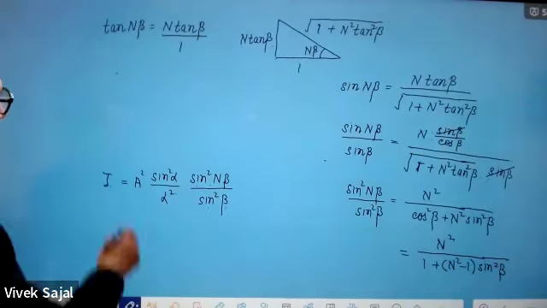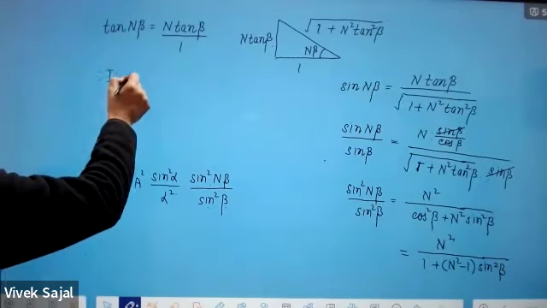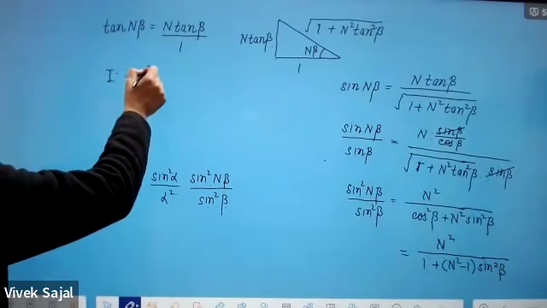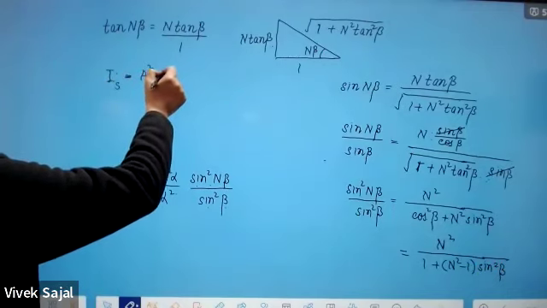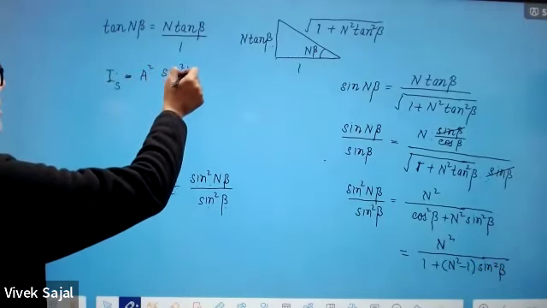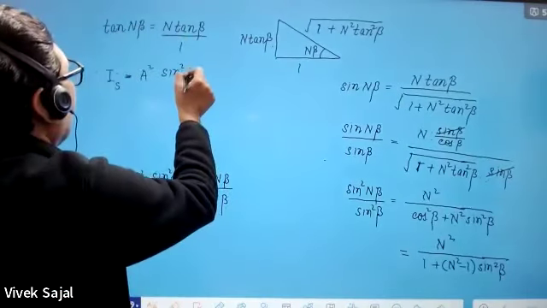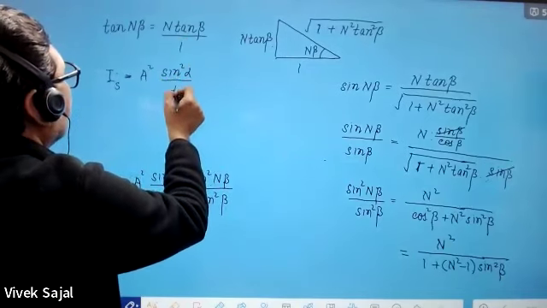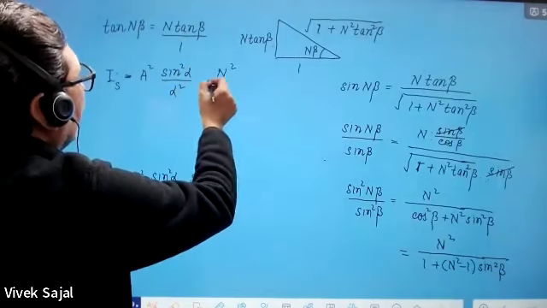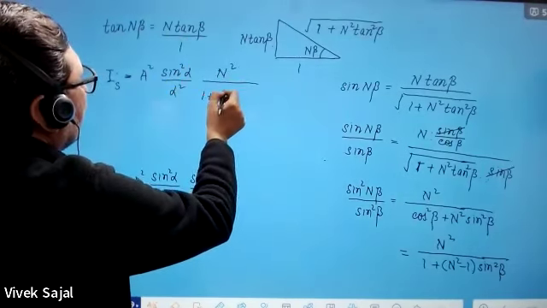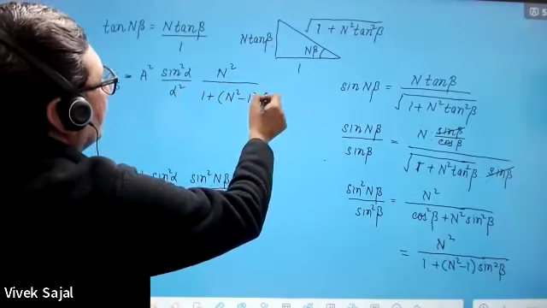Substitute this value here. I'm writing this term again here. This I is actually a square. So I want to find out the intensity of secondary maxima. So this will be a square sin square beta sin square alpha upon alpha square. ठीक है? And this is n square and this will be 1 plus n square minus 1 and this will be sin square beta.